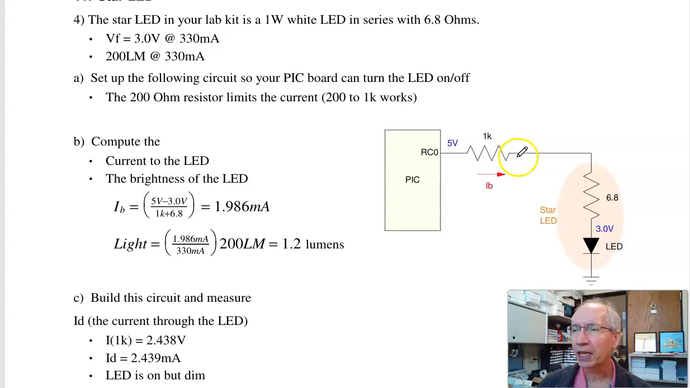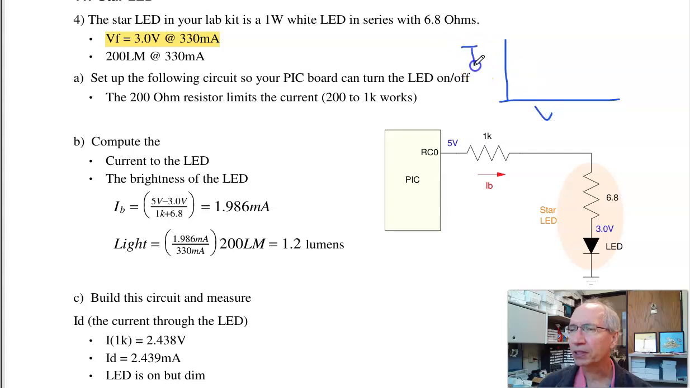If I make this 1K, then the current through the LED: the PIC outputs 5 volts. This is a 3 volt drop. Again, that comes from the data sheets. This is 3 volts at 330 milliamps. The way diodes work, the voltage-current relationship looks like this. If it turns on, the voltage is roughly constant. So at 330 milliamps, it's 3 volts. At 2 milliamps, it's roughly 3 volts.